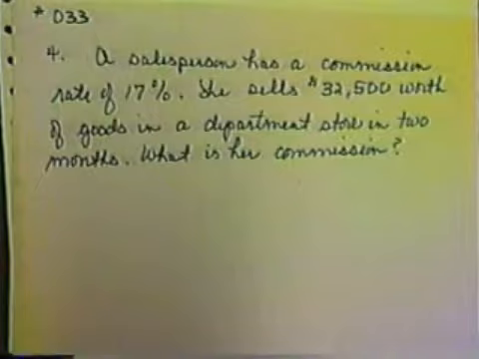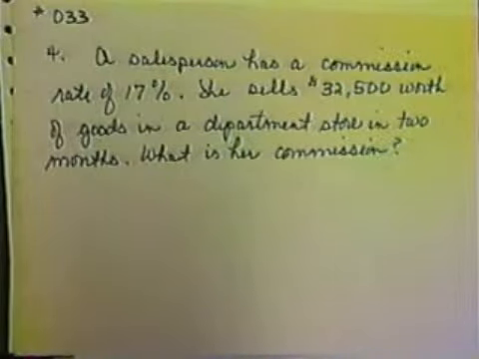Okay, our fourth example is going to be on commission. And you remember what we talked about on commission. It says a salesperson has a commission rate of 17%. She sells $32,500 worth of goods in a department store in 2 months. We want to know what her commission is.